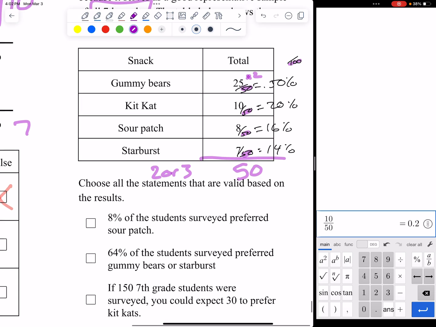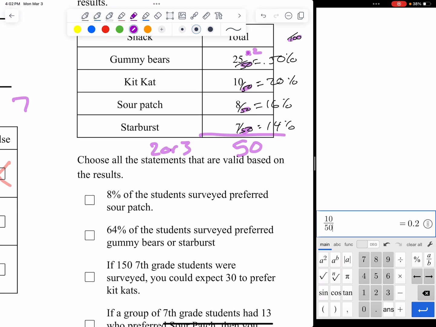All right, so now let's go back and see how this helps me, at least for the first two probably. So 8% of the students preferred Sour Patch. Sour Patch is not 8, it is 16. So that is wrong. 64% of the students surveyed preferred Gummy Bears. So Gummy Bears was 50%. So that is wrong.